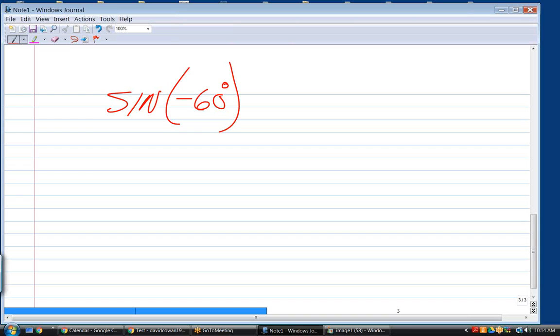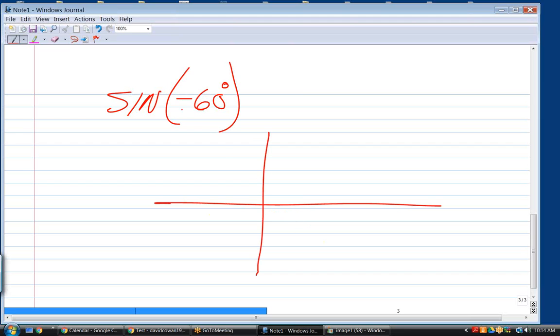Two ways to do this problem. There's the easy way and the hard way. Either one works, it's just one is a little lengthier than the other. You can, wait, if you add 180 to that. Well, I can't add 180.